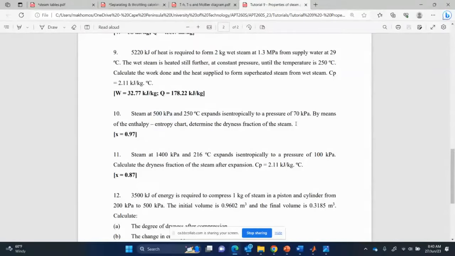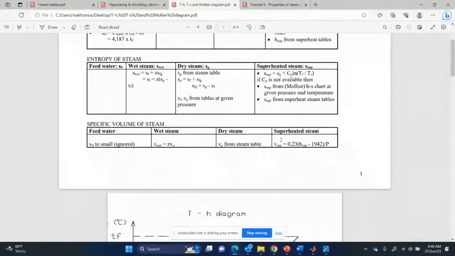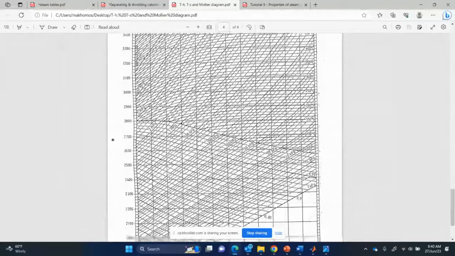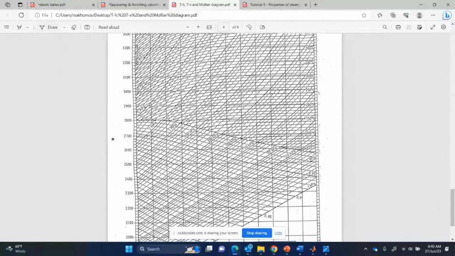So now I'm going to go to a Mollier diagram, and then we are going to locate 500 kPa and 70 kPa. Right, so here is a Mollier diagram. The steam expands from 500 to 70 kPa. Go to the Mollier diagram and then locate the 500 kPa line and then draw a line. Here is 500. You draw a line on 500. That is your first pressure before the steam expanded.